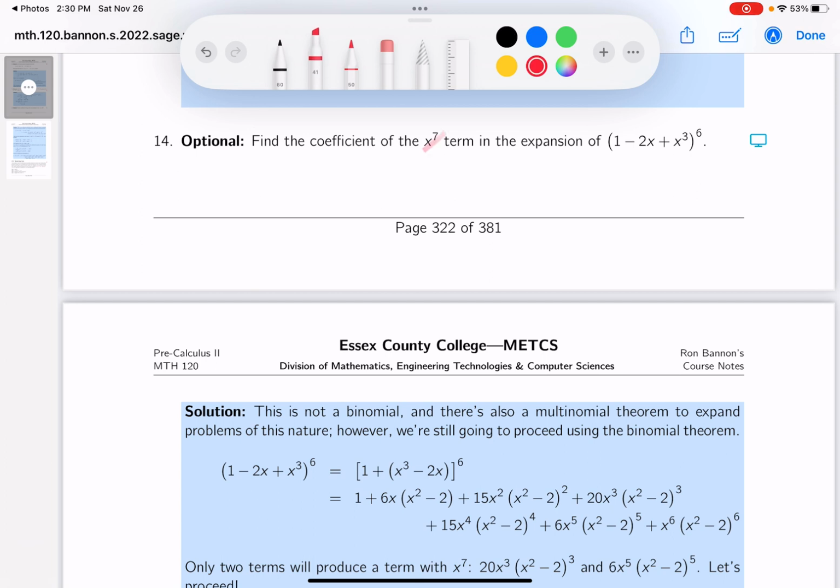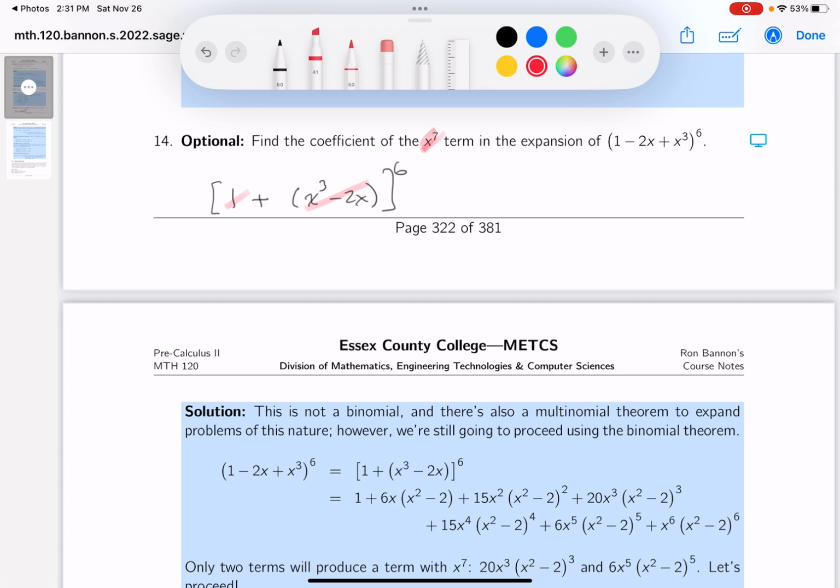So the way we suggest this is by simply writing it as a binomial. And as I do that, I want to point out the way I would do that. I would write it as 1 plus, I'm going to rearrange those last two terms to be a little neater, x^3 minus 2x, and that whole thing raised to the 6th power. Now I've got the binomial. This is the first term, that's the second term. So I do the expansion.